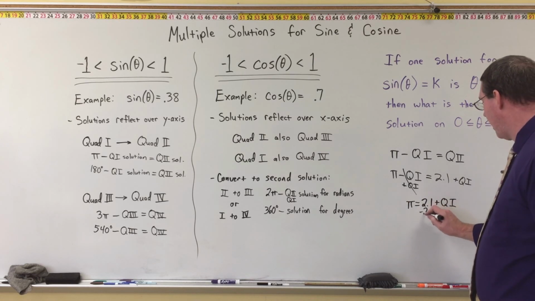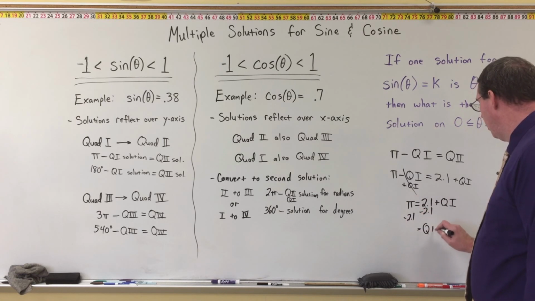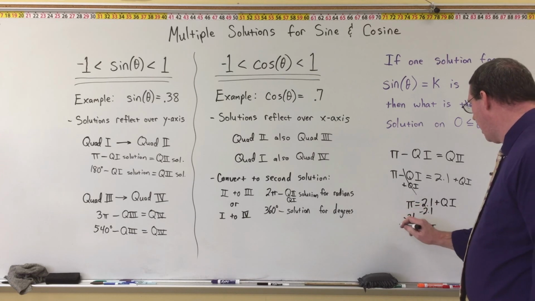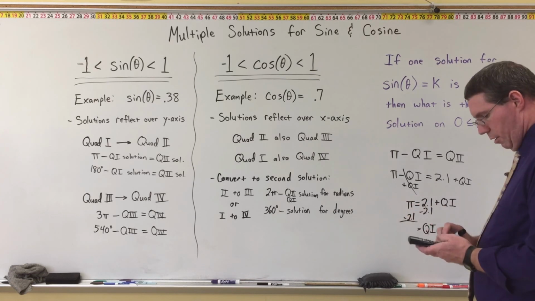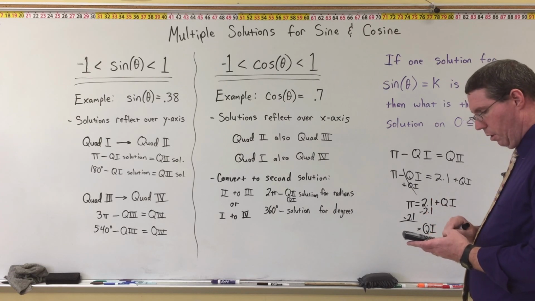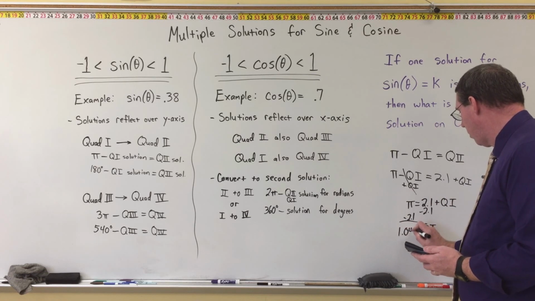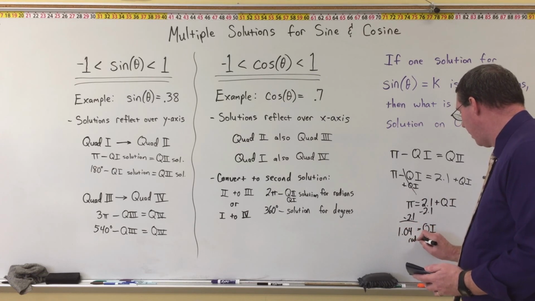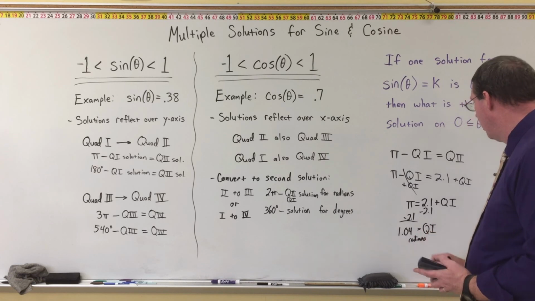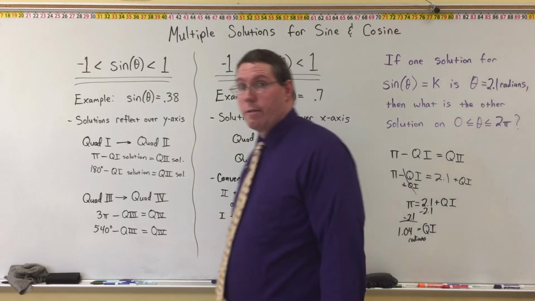Now we subtract 2.1 from both sides, and our quadrant 1 angle is going to be pi minus 2.1. I'm literally hitting the pi button. Pi minus 2.1 gives me 1.04. So 1.04 radians is my quadrant 1 angle. So 2.1 radians goes along with 1.04 radians.